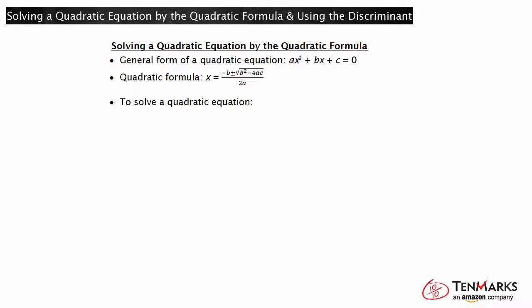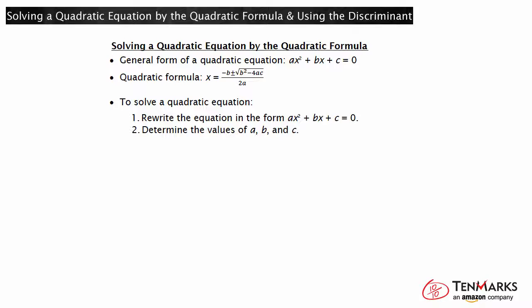To solve a quadratic equation, first rewrite the equation in the general form, ax squared plus bx plus c equals 0, if it is not already in that form. Second, determine the values of a, b, and c. Then, substitute the values of a, b, and c into the quadratic formula. Last, simplify the expression. Let's look at an example.